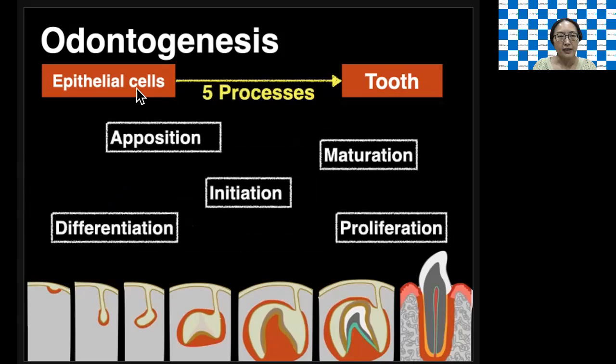There are 5 processes in odontogenesis, and these are the five processes. Let's try to put them in correct order.